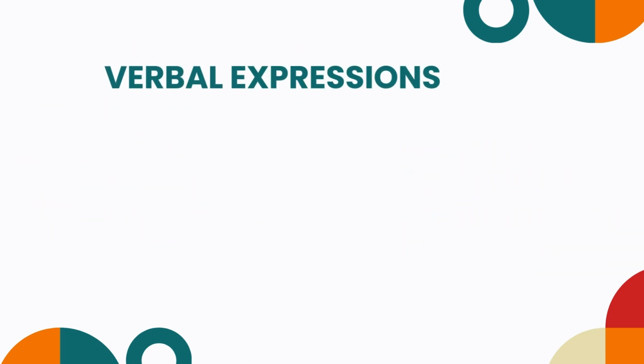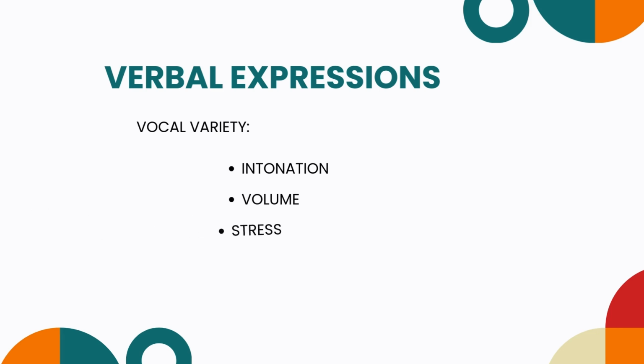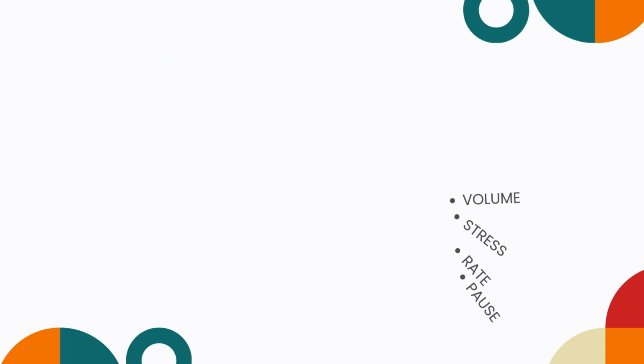When giving a speech, it is important to strive for vocal variety. This involves changes in intonation, volume, stress, rate, and pause. These components give your voice interest and expressiveness. This is crucial for keeping your audience engaged and helping them connect with your message.